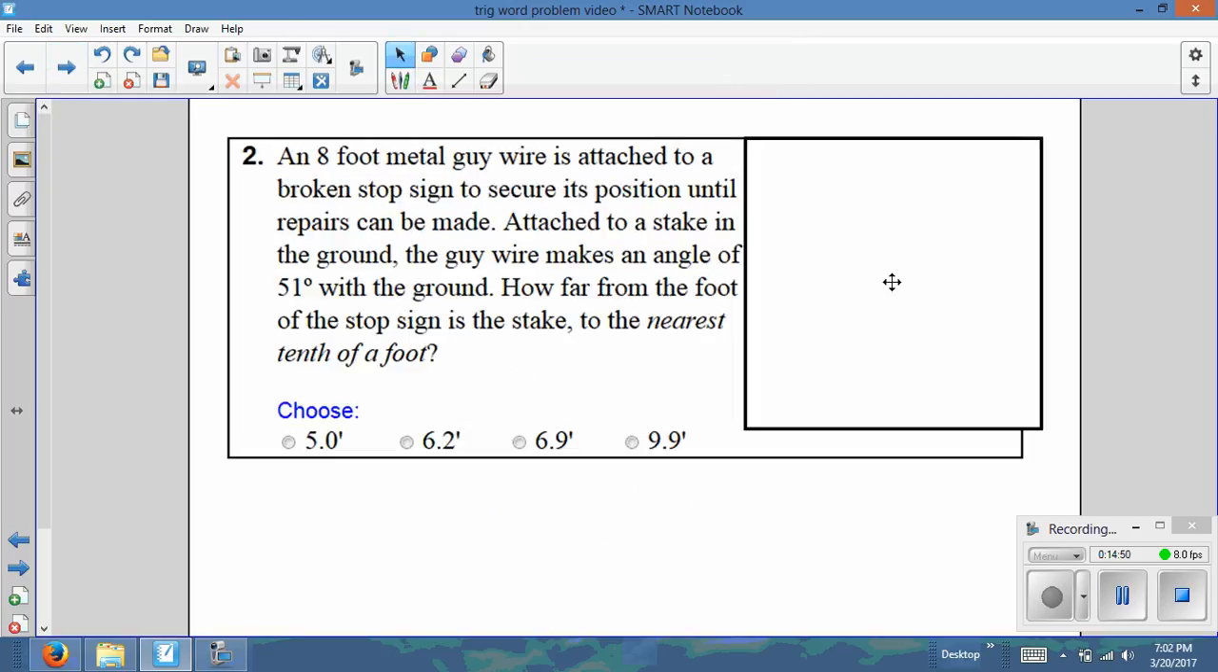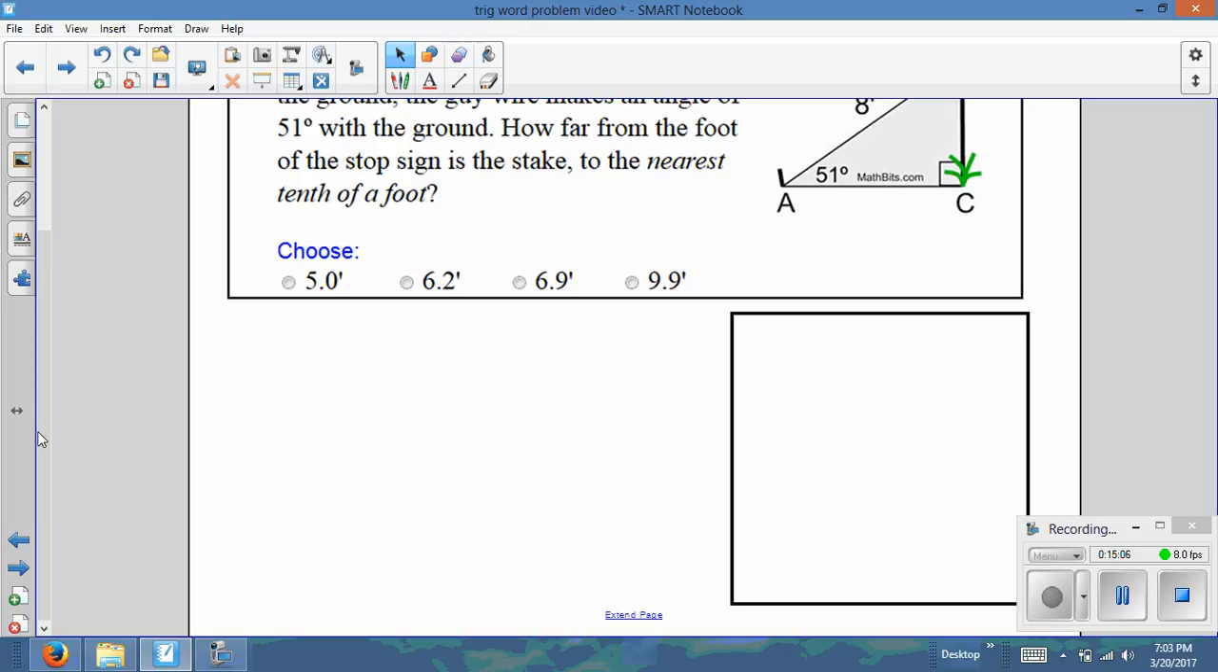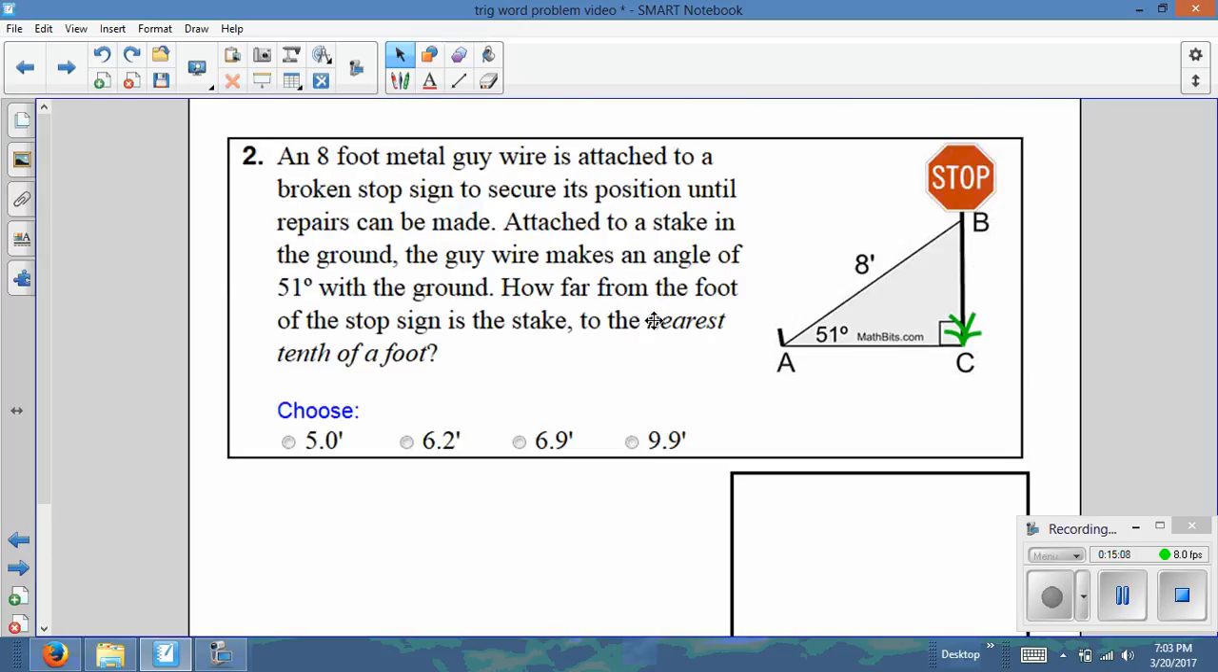Here's your question. Give it a draw, push pause. I'm going to show you the picture here in a second. Okay, so I hope you paused and gave it a shot. Here is the picture that goes with that problem. Okay, so I hope yours matches. How far from the foot of the sign? Remember, this is not the height now. This is how far from, distance from. So our variable is going to go there.